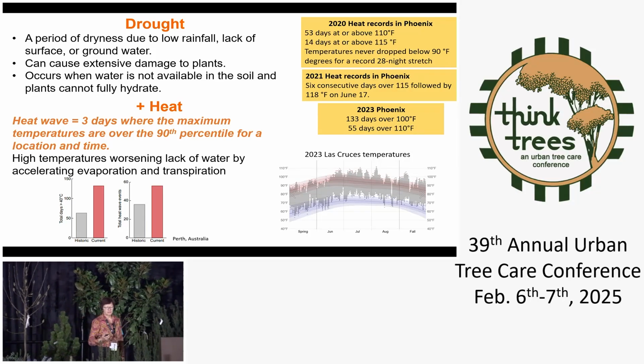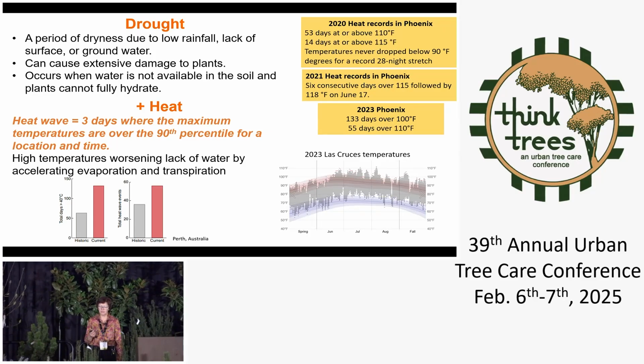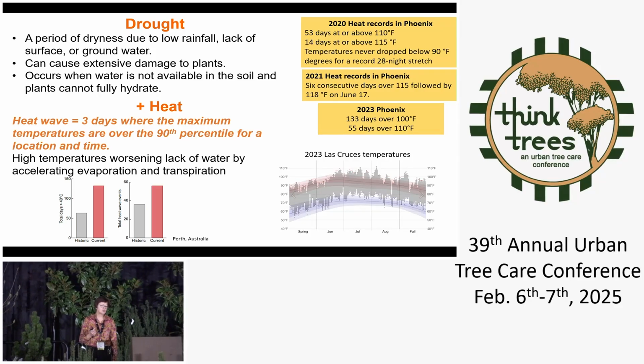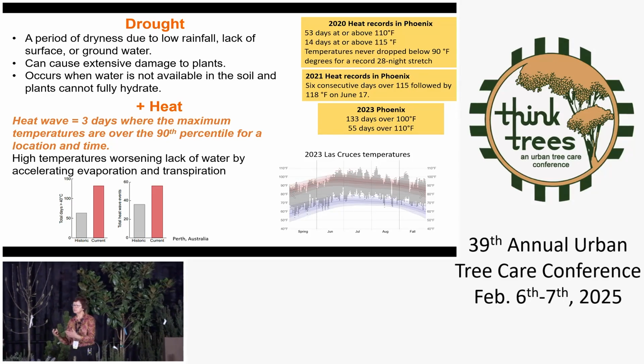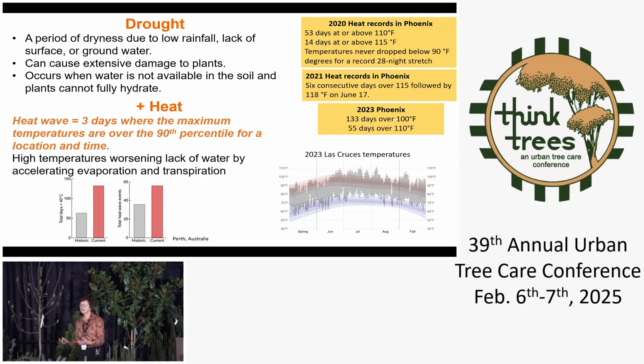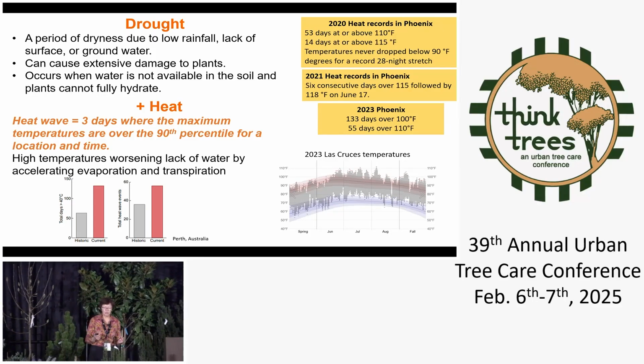So when we're talking about drought, what does that mean? It's a period of dryness. We don't have rain. We usually have a lack of surface or groundwater, and it can take a toll on the plant health, particularly trees. And it occurs when water is not available because we don't have maybe water to irrigate with, or we don't even have an irrigation system that has been installed.